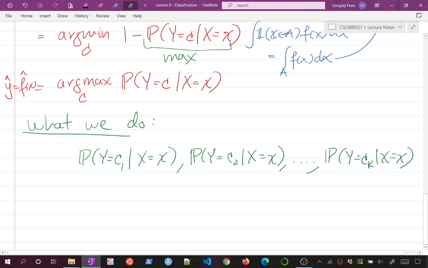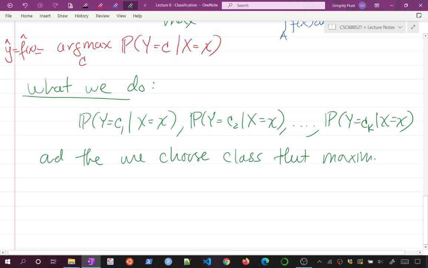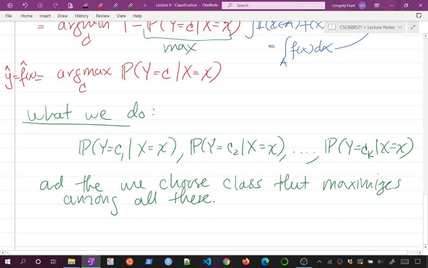We're going to approximate these probabilities. We either calculate them or approximate each of these things, and then we choose the class that maximizes among all these. So it's much simpler. The mathematical notation hides how very simple it is, and it's an intuitive idea.